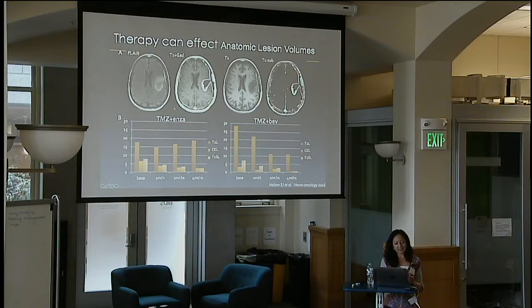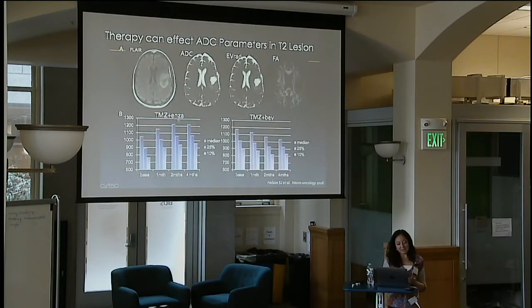And this is just an example of how this can affect different parameters that you would measure from different images over time. And depending on the drug that you're given, whether it be the combination on the left or the right, you can see how the lesion changes over time can be drastically different. And the same is true for other, even diffusion parameters as well.